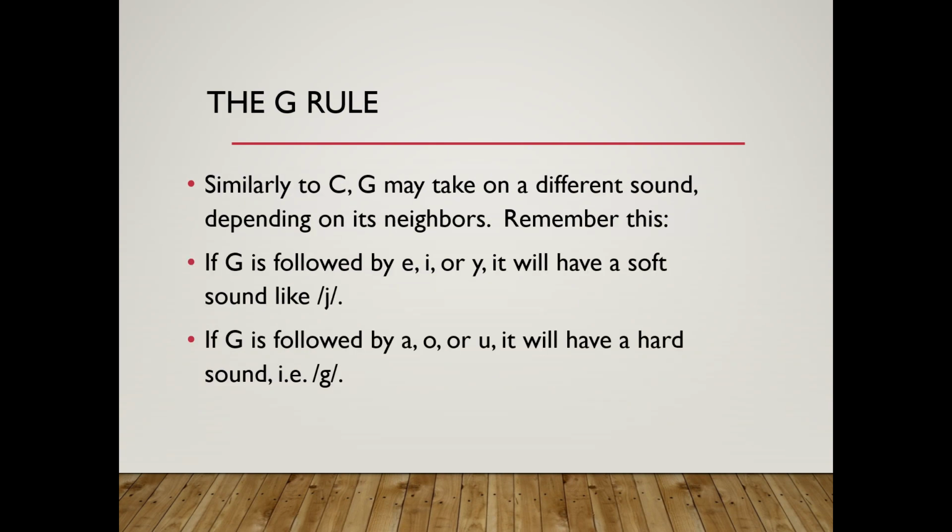The G rule is very similar to the C rule in that it changes depending on what vowels follow it. If an E, I, or Y follows a G, think of the word gym, G-E-M or G-Y-M, gym. If G is followed by E or I, it has the J sound.